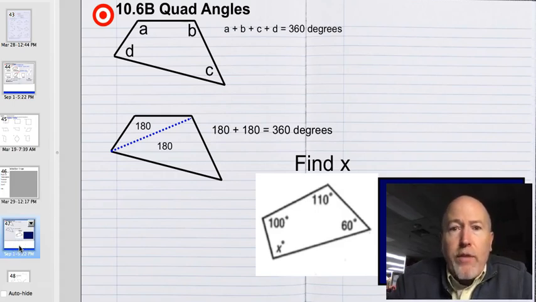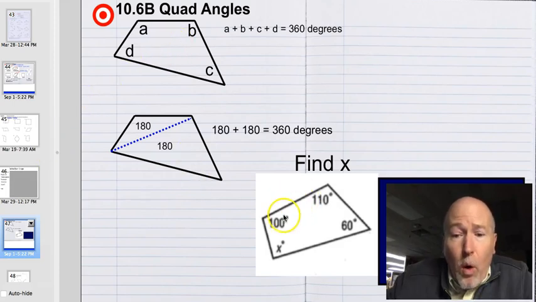Quadrilateral angles. Every quadrilateral has a total of 360 degrees in it. You want to know how to find the missing angles? All you have to do is find out what this one here is. You take 360 and you subtract this angle, you subtract this angle, and you subtract this angle. Whatever the remainder is will be the measure of angle x. Okay?